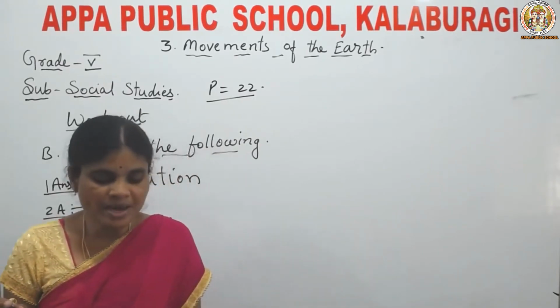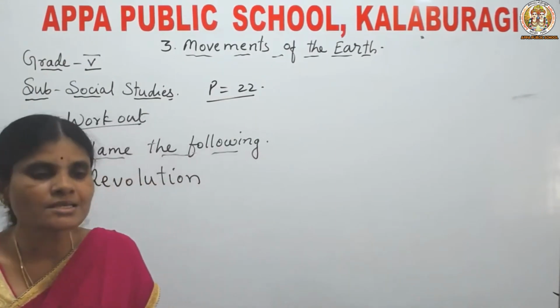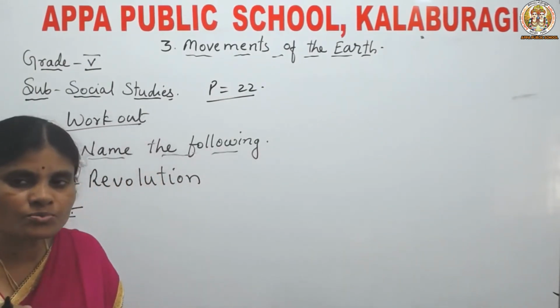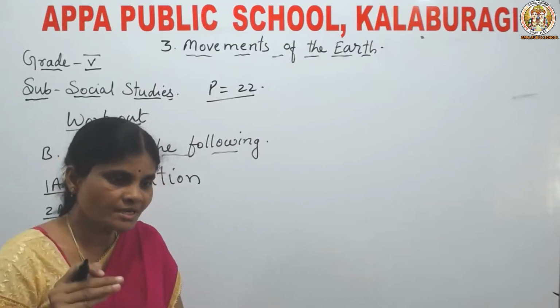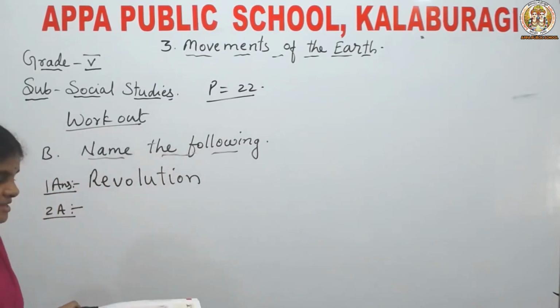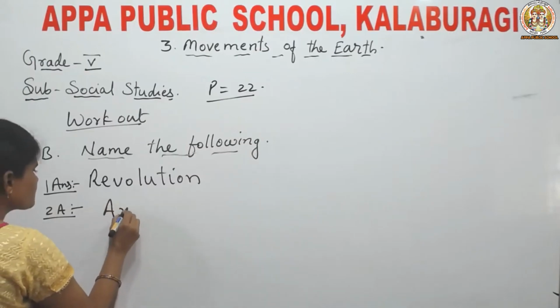Imaginary line passing through the center of the Earth joining North and South Pole. The imaginary line which connects North Pole and South Pole and passes through the center of the Earth is called what? Axis. The imaginary line passing through the center of the Earth joining North Pole and South Pole is called axis.